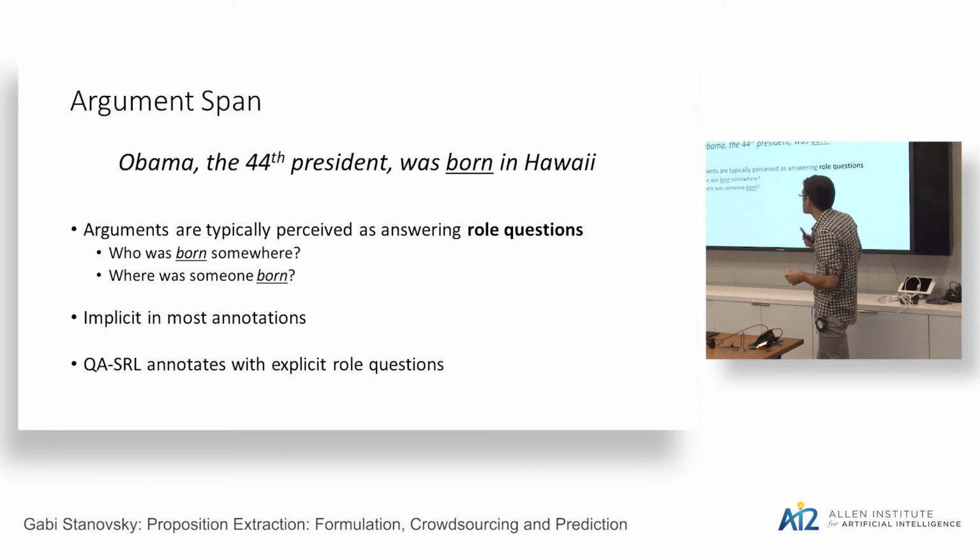So if we look at the previous sentence, arguments are typically perceived as answering argument role questions. So looking at the sentence, we can answer who was born somewhere, or where was someone born. And in most annotations like AMR or PropBank or neo-Davidsonian, this is very much implicit. You don't see these questions even though the arguments themselves answer them.